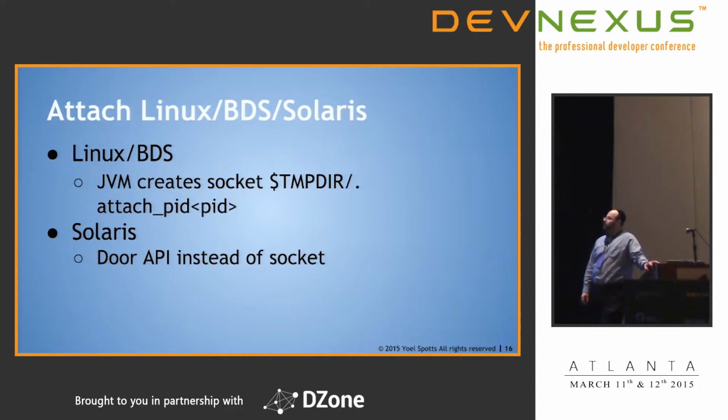On Solaris, instead of using sockets, it'll use the door API. Now, when I say it like that, you probably think that I know exactly what the door API is. I have no idea what the door API is. I'm sure it's really cool, but that's how it communicates on Solaris.